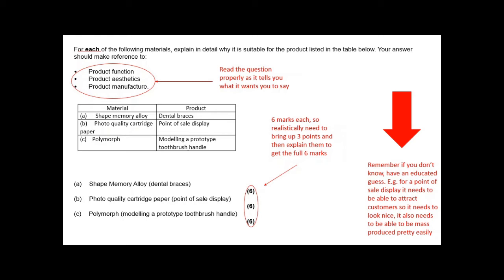For example, for a point of sale display, it needs to be attractive to customers. So it needs to look nice, and it also needs to be mass produced pretty easily. So you can start to think about, okay, which papers does that apply to? Which ones have a nice finish to it, that you can print on easily, and which ones can you cut out and print in a huge quantity? So pause the video and then have a go at answering it, and I'll put the answers on for you.